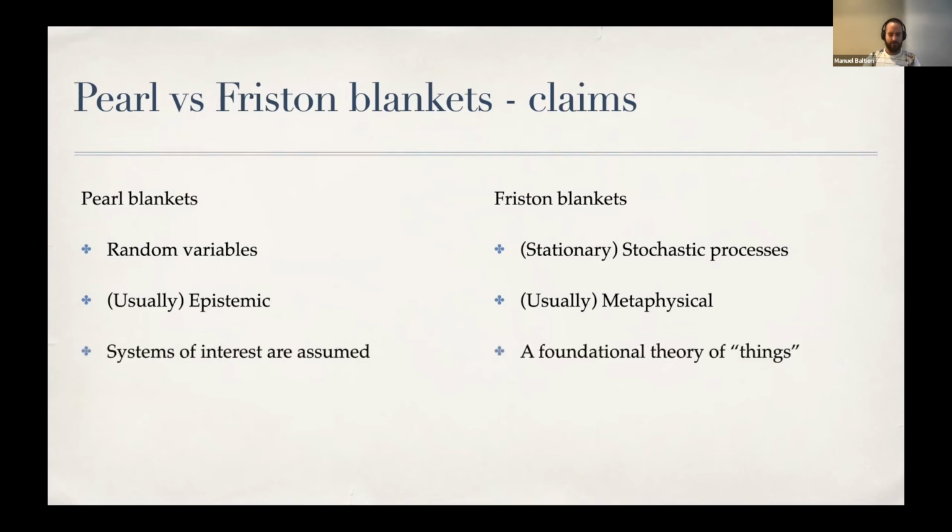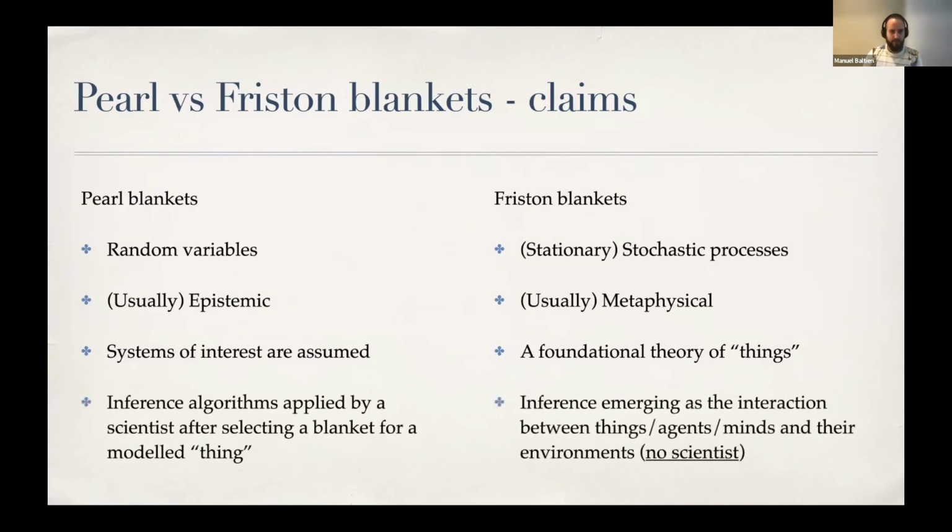To use Pearl blankets, you actually need to assume which variable you want to do inference on, and then find the blanket for that, so that you can just consider a subset of the other variables of the system. The whole inference process starts from the assumption of a variable of interest. Friston blankets, on the other hand, are supposed to be part of a theory that tells you what the system of interest is. So it's supposed to be able to tell me that there is a cell, as opposed to half a cell. If I cut a cell in half, that thing is going to dissipate. But the Friston blankets thing is supposed to be part of a system that tells me, this is a thing, a cell. This is not a thing, half a cell.